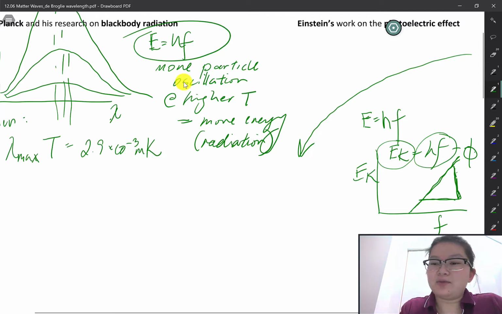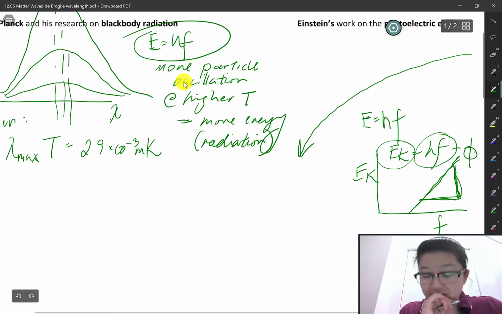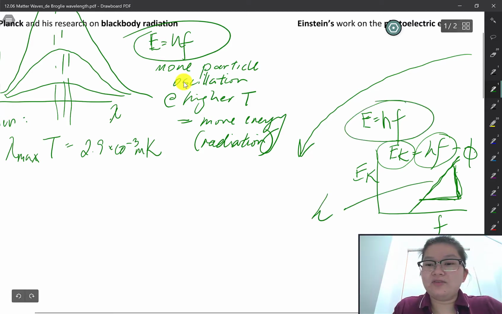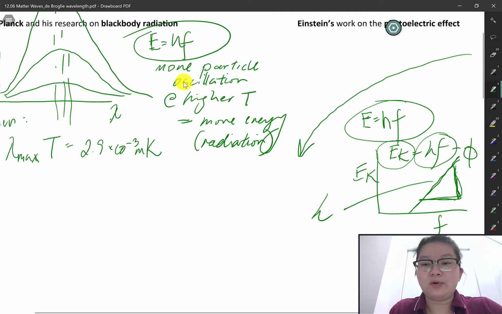Now, very nicely, he was able to demonstrate that the slope of this graph is Planck's constant. So doubly confirming or supporting this relationship here.